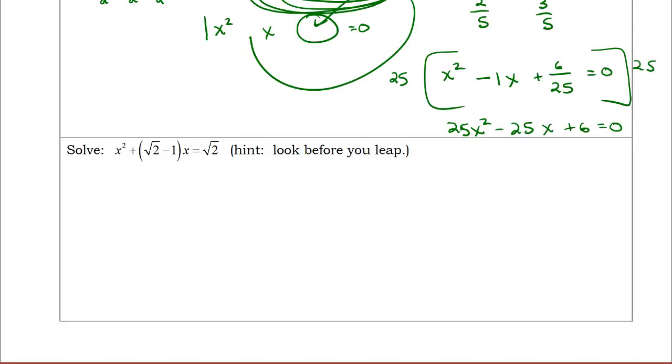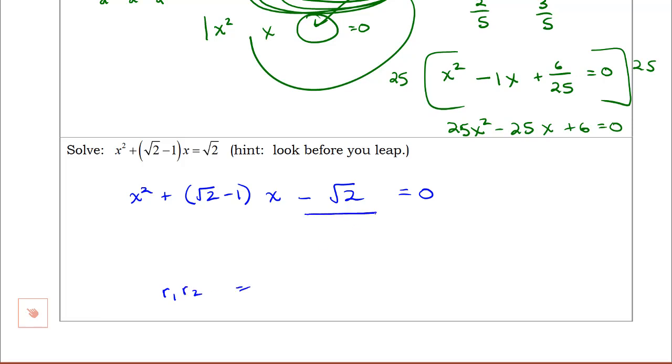All right, so first of all, let's set this equal to 0. So it's x squared plus root 2 minus 1 of x, and then minus, or times x, equals root 2. Okay? Now we said a moment ago that the two answers, R1, let's say, times R2, has to equal the last term. Well, probably what pops into mind is -1 and root 2, or 1 and negative root 2.